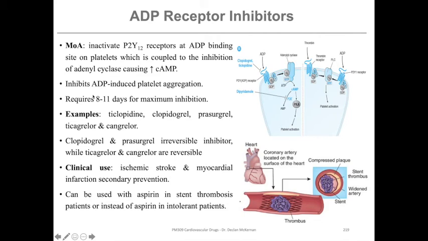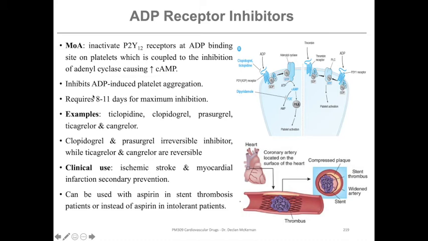They usually require 8 to 11 days for maximum inhibition, and examples in this class include ticlopidine, clopidogrel, prasugrel, ticagrelor, and cangrelor. Clopidogrel and prasugrel are irreversible inhibitors, while ticagrelor and cangrelor are reversible.